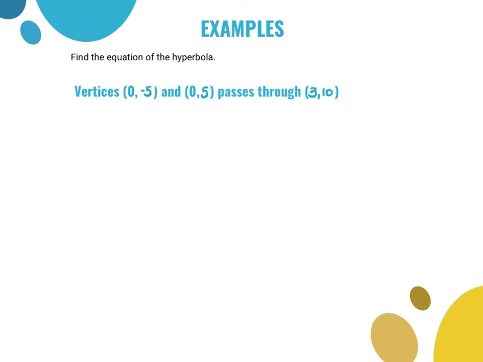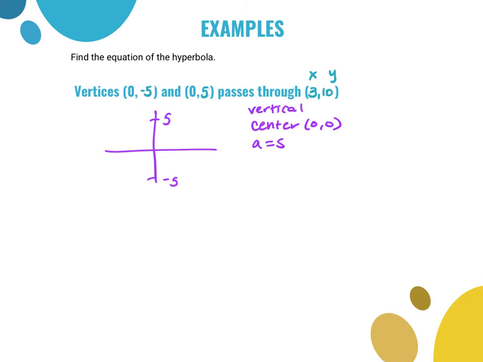Okay, last one. Vertices, 0, negative 5, and 0, positive 5. So now we're going up and down, which means this is what? Vertical. What else do we know? Center 0, 0. Good. A is 5. Then it says it passes through, so this is my xy scenario, right?